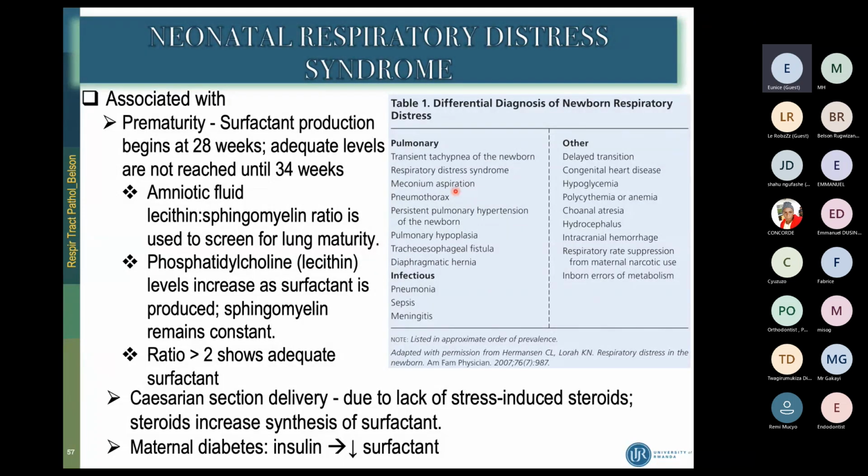So neonatal respiratory distress syndrome, I think, is associated with prematurity, especially since surfactant production begins at 28 weeks. Adequate levels are not reached until 34 weeks.